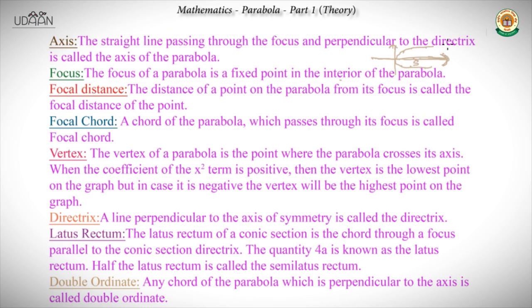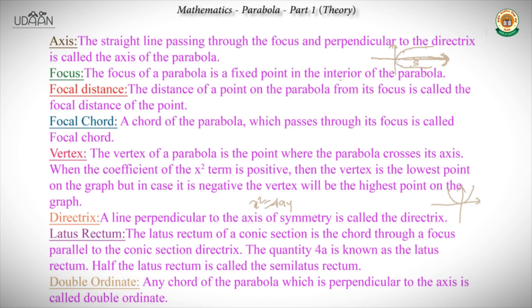Next, focal chord. You know that an infinite number of chords can be drawn in a conic section, but the chords which pass through the focus are known as the focal chords. Now, the vertex; now we define it in a different manner. Now we'll assume a different parabola, x square equals 4ay. Now if you try to plot the diagram, we'll get it this way. So you can say that the vertex of a parabola is the point where the parabola crosses its axis.